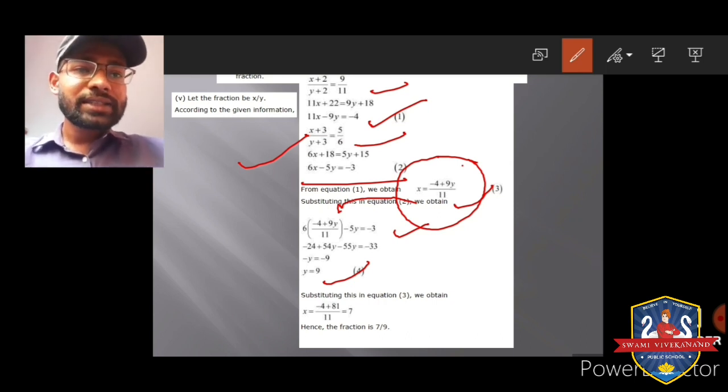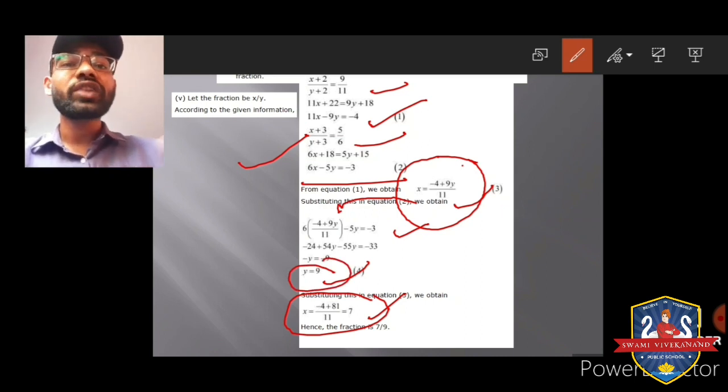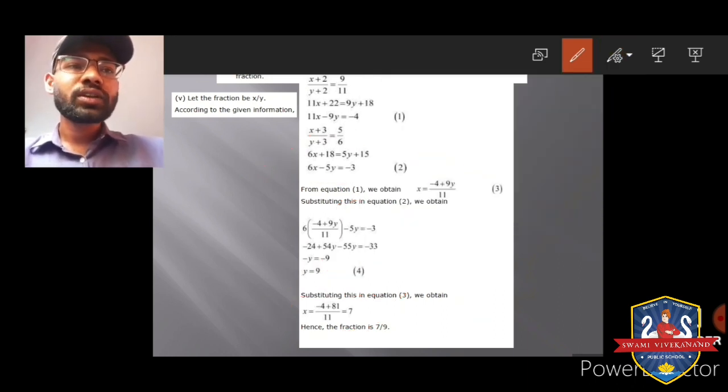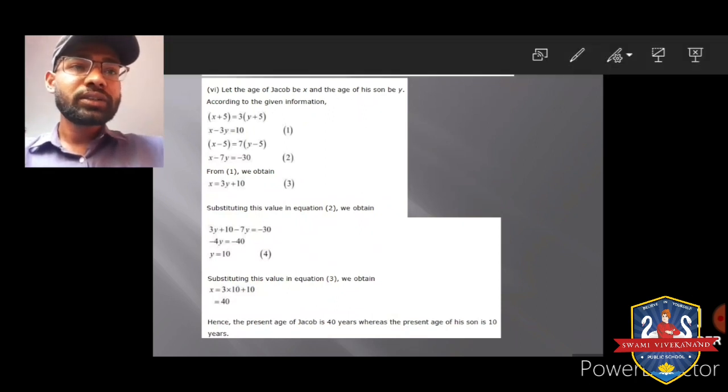So our x is equal to minus 4 plus 81 upon 11, which is equal to 7. The value of x is 7, the value of y is 9, but our question is to find the fraction. So our fraction is 7 by 9. Clear? Next question, and this is the last one.